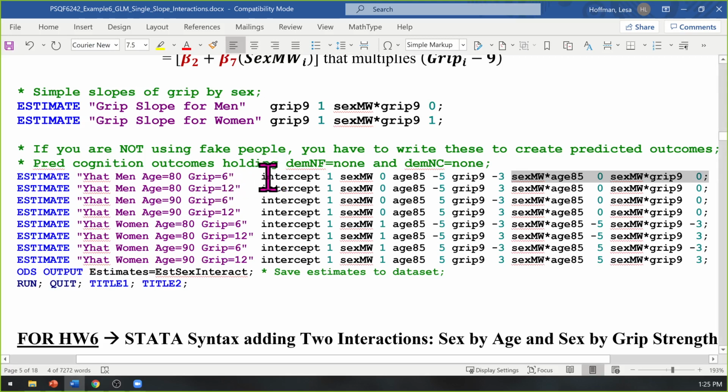So the thing I'm trying to estimate is a predicted outcome. That's what the intercept tells me, so it gets a 1. I am estimating it for a man, so gender gets a 0. I am estimating it for an 80-year-old man, so age gets a -5, and I'm estimating it for an 80-year-old man who can only squeeze 6 pounds. Okay, I'm looking at my math here, making sure that it's right. Why is this a 0 right here for the interaction term?